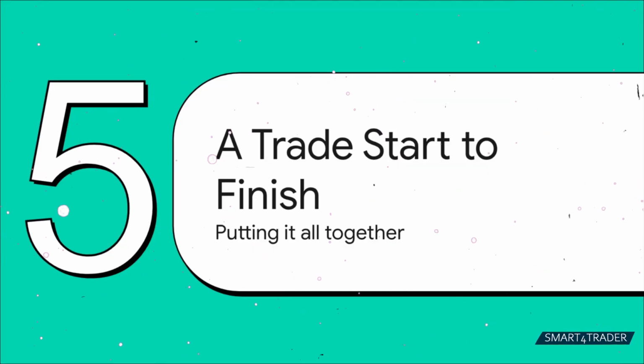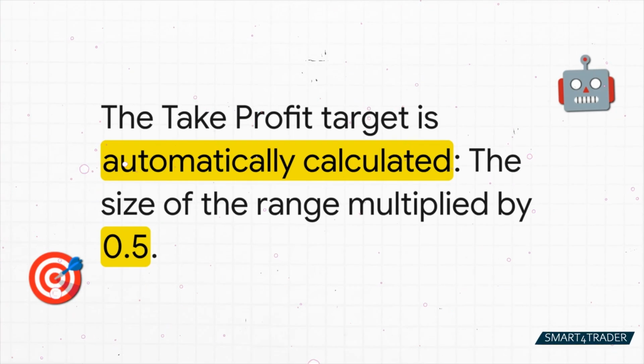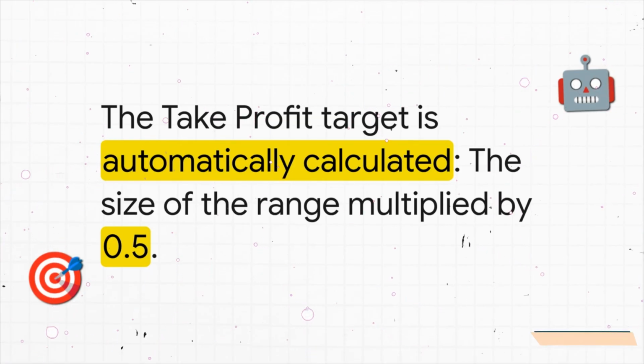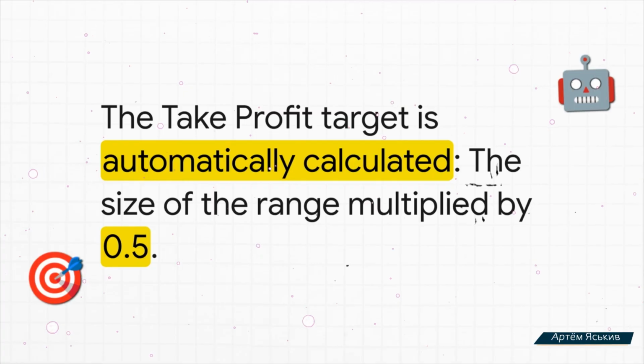Okay, so for this last section, let's put all the pieces together. We have our entry, we have our stop loss, now for that last piece of the puzzle, the profit target. Remember that 0.5 multiplier we set earlier? This is where it comes to life. The indicator takes the total size of the opening range, multiplies it by 0.5, and then automatically projects that level on your chart as a profit target. You don't have to do any math.